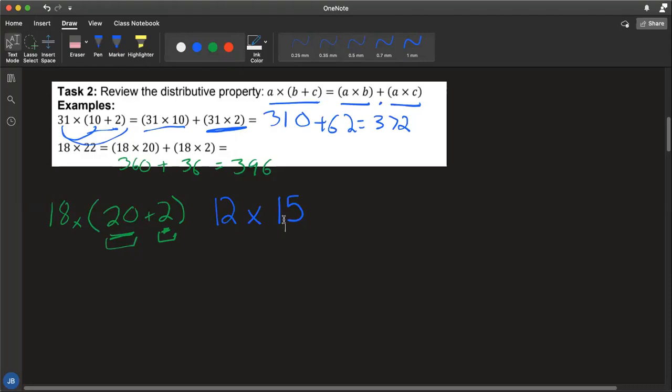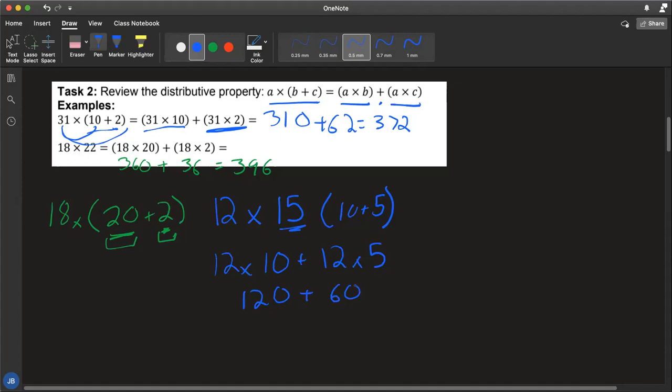What would we do for this one? Who wants to give this one a try? Go ahead, Melinda. So you could do 12 times 10 plus 12 times 5. Perfect. So we can break our 15 apart into 10 plus 5. Right? And that makes it a little bit easier because 12 times 10 is 120 and 12 times 5 is 60. And that will give us 180. Does that make sense for everybody?